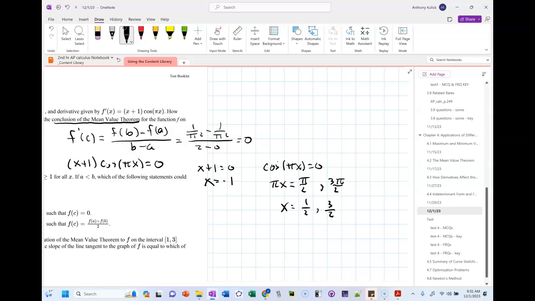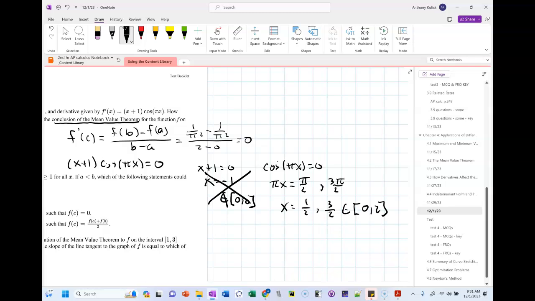So how many of these satisfy our mean value theorem? 2. Why not 3? Yeah. -1 is not on my interval from 0 to 2, so it doesn't count. But the other 2 are, so those count.